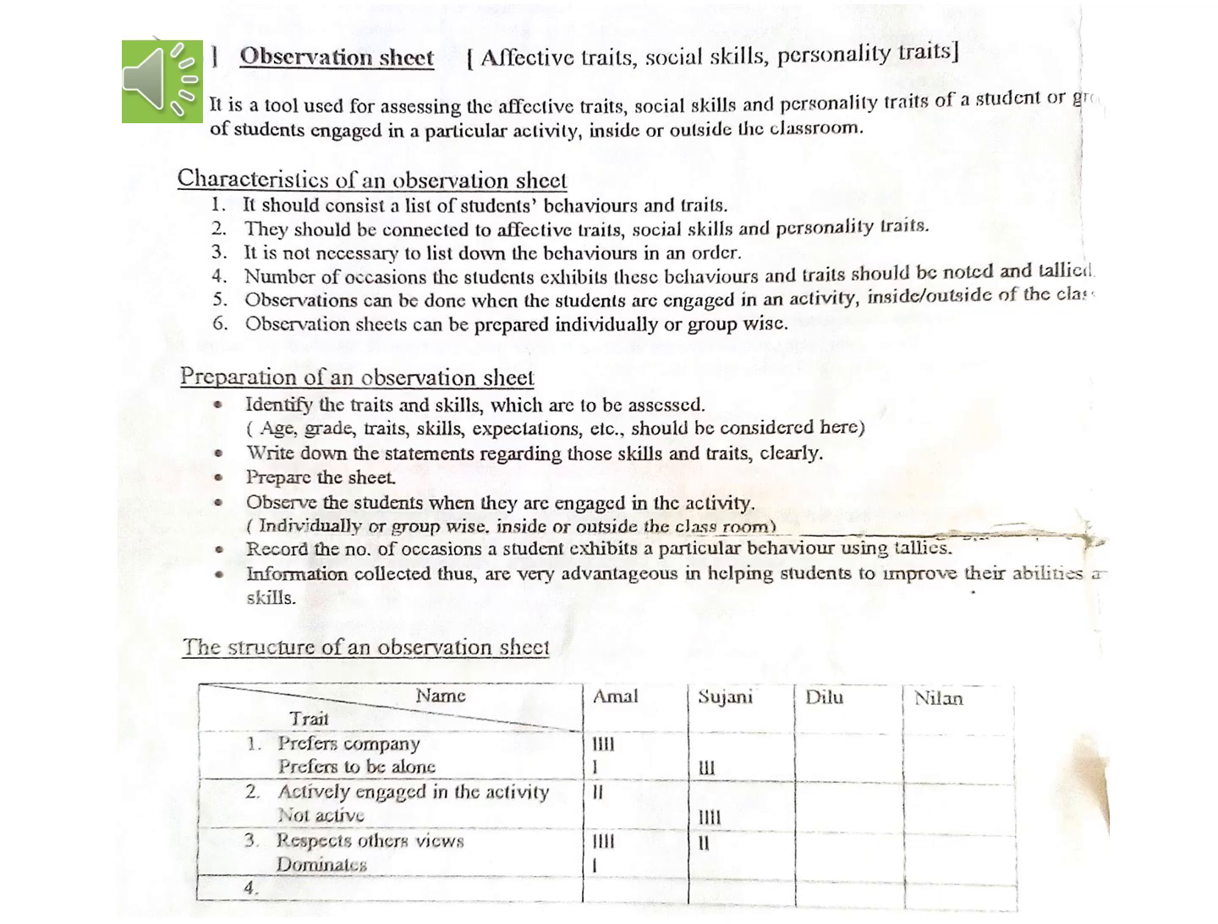Number 5. Observations can be done when the students are engaged in an activity, inside or outside. The process is observed. Observation sheets can be prepared individually or group wise: individually, group 1, group 2, likewise. Preparation of an observation sheet: identify the traits and skills which are to be assessed. Down there, those are the identified traits and skills.